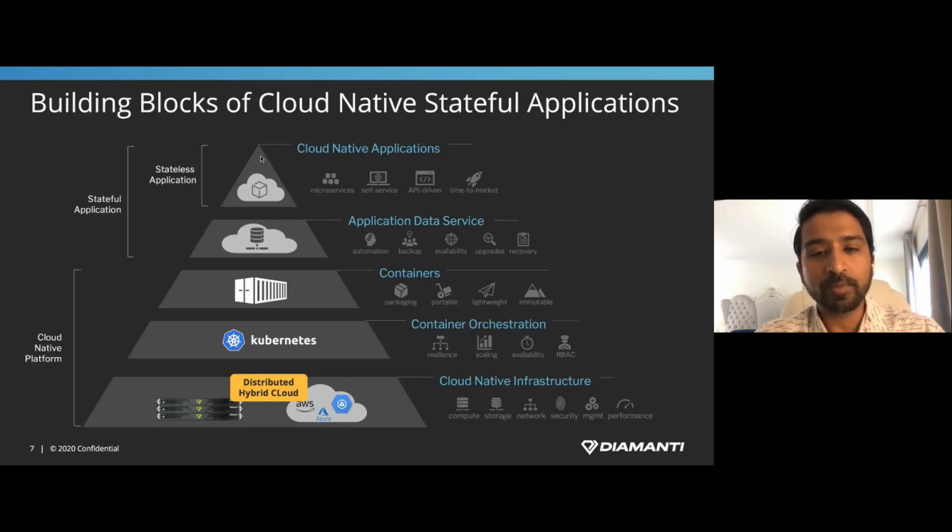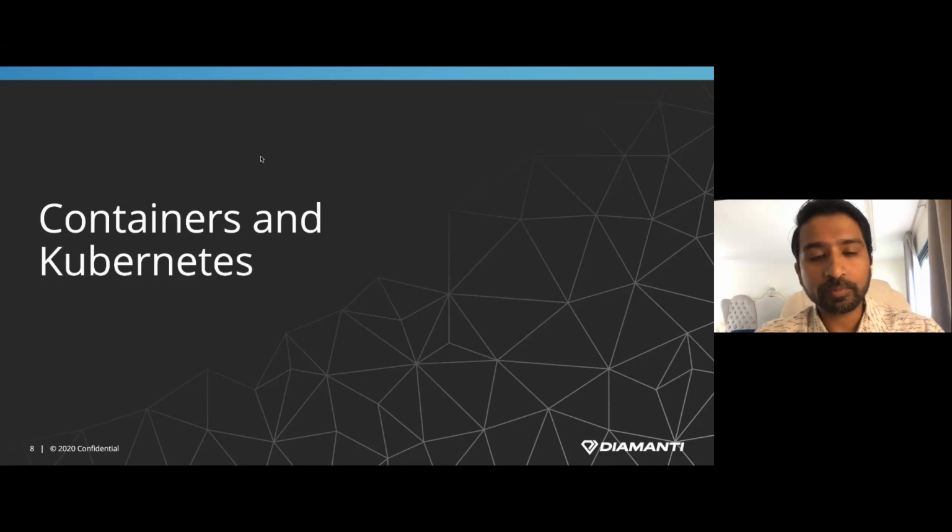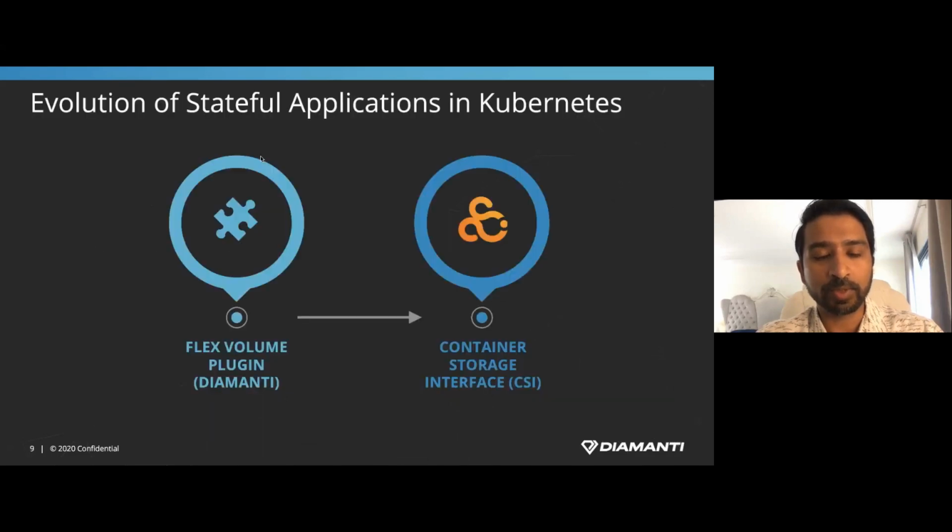And on top of that, you have application data services, where you want your data services or maybe databases as a service. You don't want to worry about how you deploy it, how you configure it. All you want is a self-service interface where you can simply deploy those and start using them, right? So, infrastructure and underneath, we'll talk about it, but containers and Kubernetes, why those are important, and how containers and Kubernetes are moving towards stateful applications.